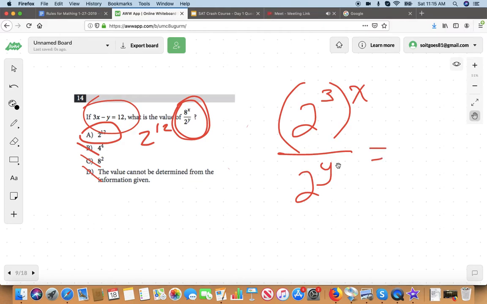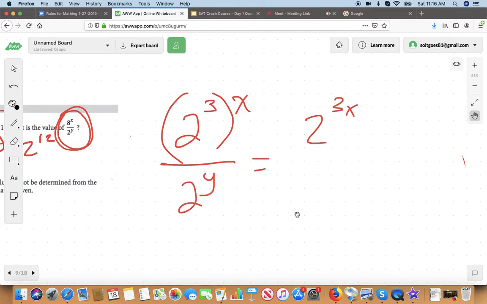Now you know the operation. You know what to do with those exponents. What do you do with those exponents? You multiply them, right? So that's going to give you 2 to the power of 3x, and 3x is the same as 3 times x, over 2 to the power of y. And now that we have a like base, we can just combine those exponents.